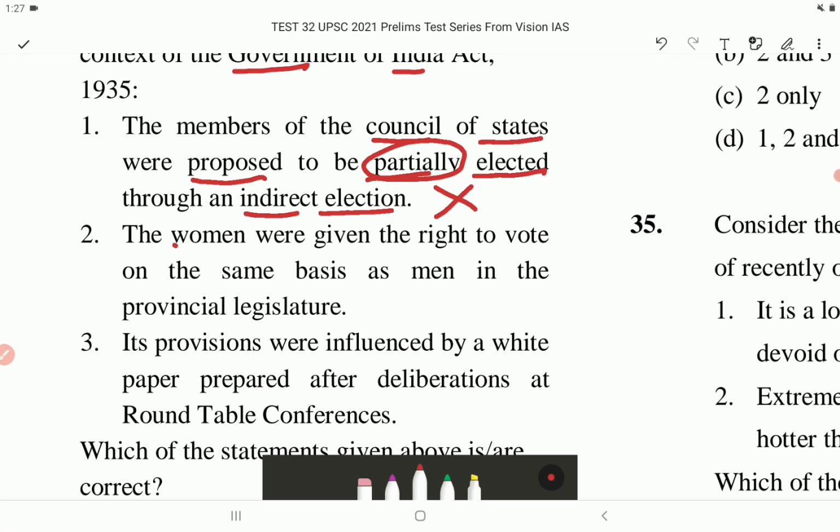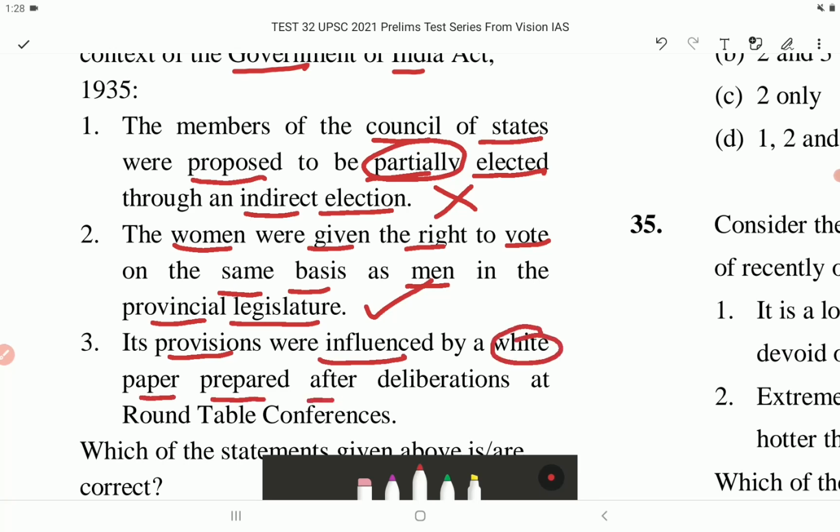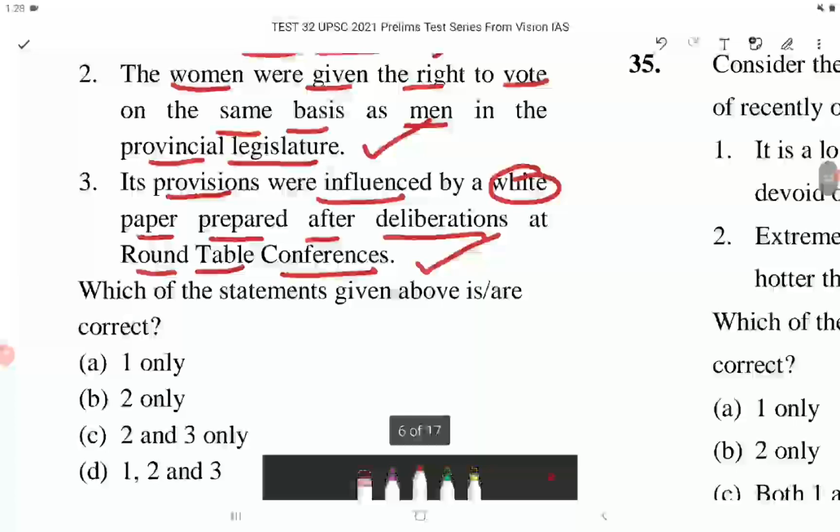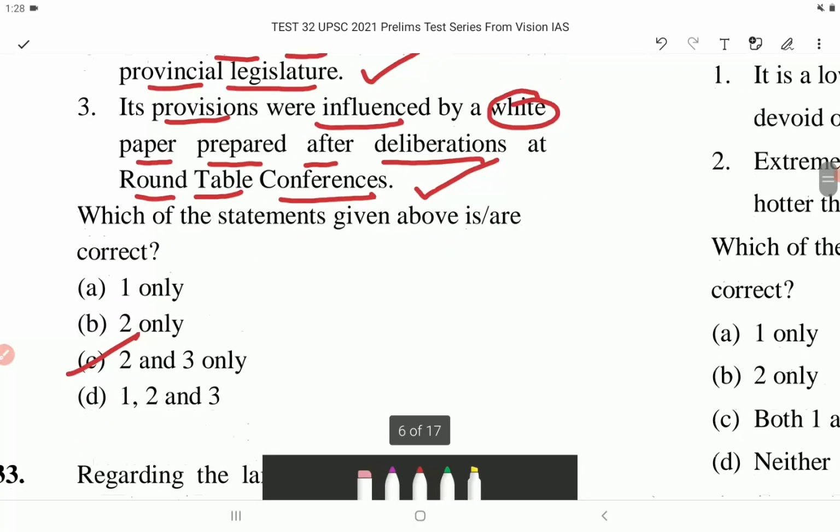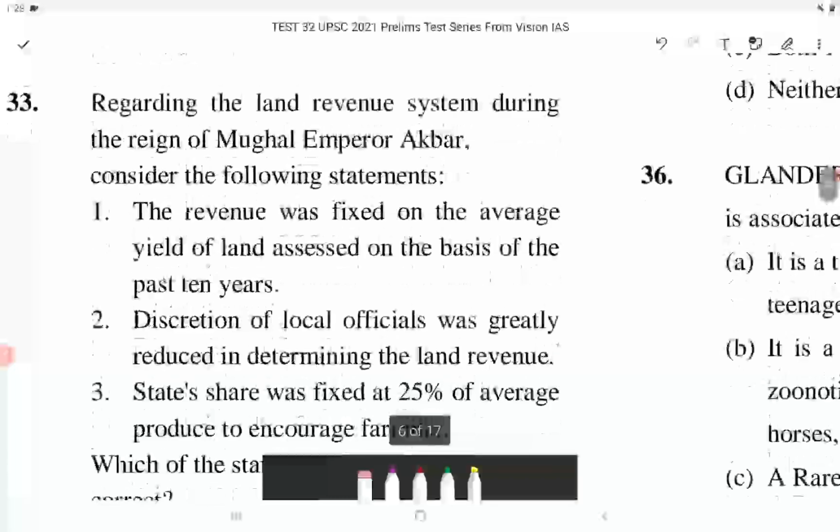Statement 2. The women were given the right to vote on the same basis as men in the provincial legislature. This is correct. Women were given the same right to vote. Statement 3. Its provisions were influenced by a white paper prepared after deliberations at round table conferences. This is correct. Which of the statements given above is or are correct? The correct answer is option C, that is 2 and 3 only. Now let's come to next question, that is question number 33.